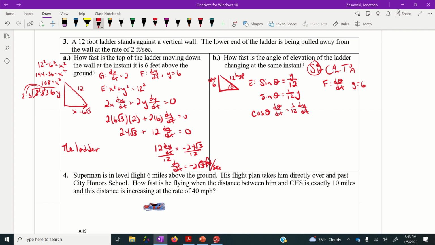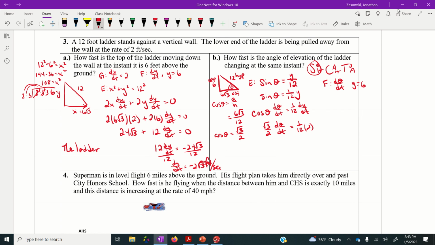So if we go back to our formula, cosine of theta is equal to the adjacent leg over the hypotenuse. The hypotenuse we know is 12. The adjacent leg is this leg down here, which we already knew is 6 radical 3 from the Pythagorean theorem and our special right triangles. So it's 6 root 3 over 12, or the square root of 3 over 2, and that's cosine theta. So we're going to plug that in: square root of 3 over 2 times d theta dt is equal to 1 over 12 times dy dt, which we know is the same rate. So that's 2.